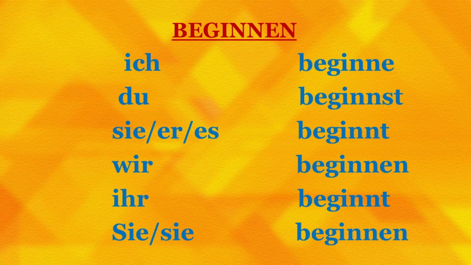Okay dear learners, now we will see the verb beginnen. Beginnen means to begin. For example, the class begins at 1 o'clock, the concert begins at 3 o'clock, the meeting begins at 5 o'clock. Okay? So, let us see the conjugations now. Ich beginne, du beginnst, er, sie, es beginnt, wir beginnen, ihr beginnt, sie beginnen.